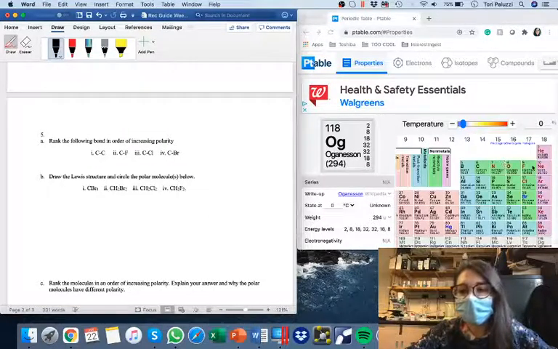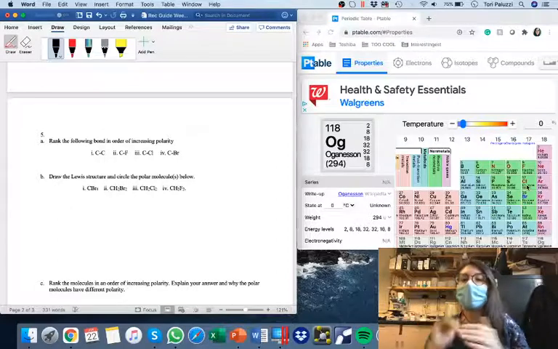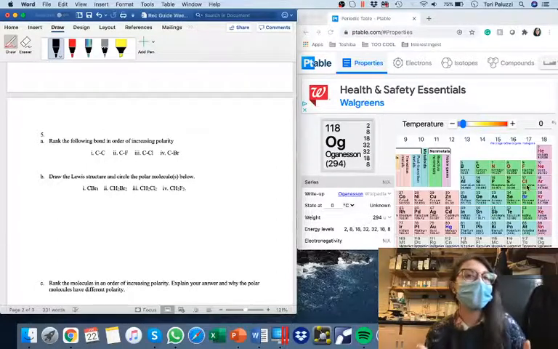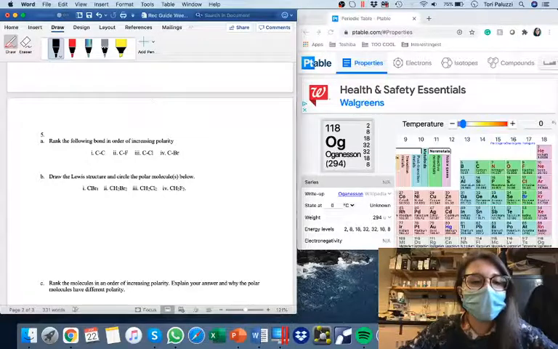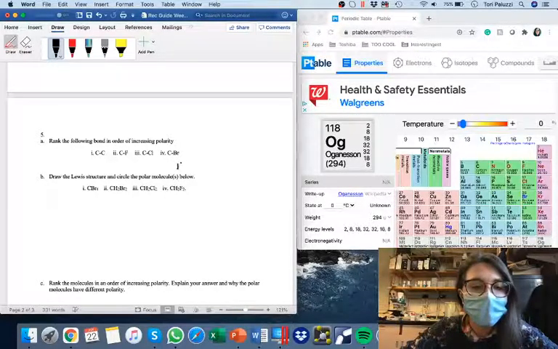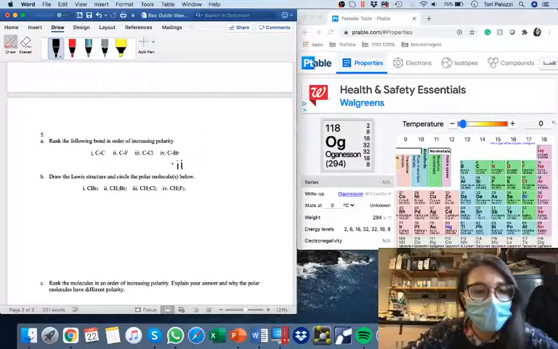Then I think, okay, carbon and then chlorine. So chlorine's a little less electronegative than fluorine, but still pretty electronegative. So I already know that fluorine's probably going to be number 1. So I'm going to put carbon to fluorine as my number 1, and I'm going to put carbon-carbon as my last one.